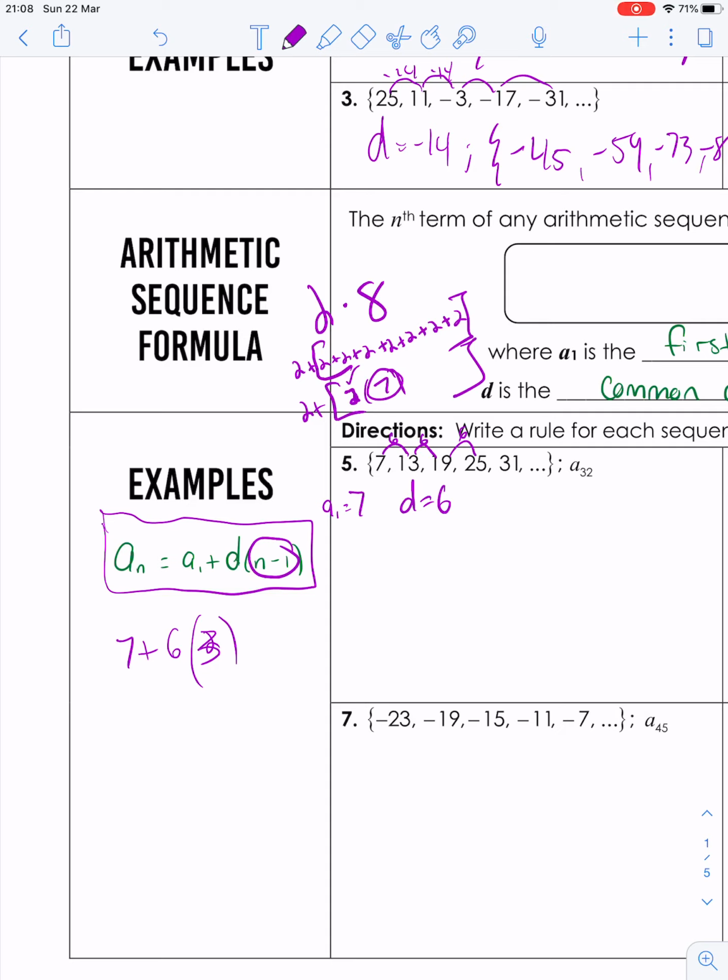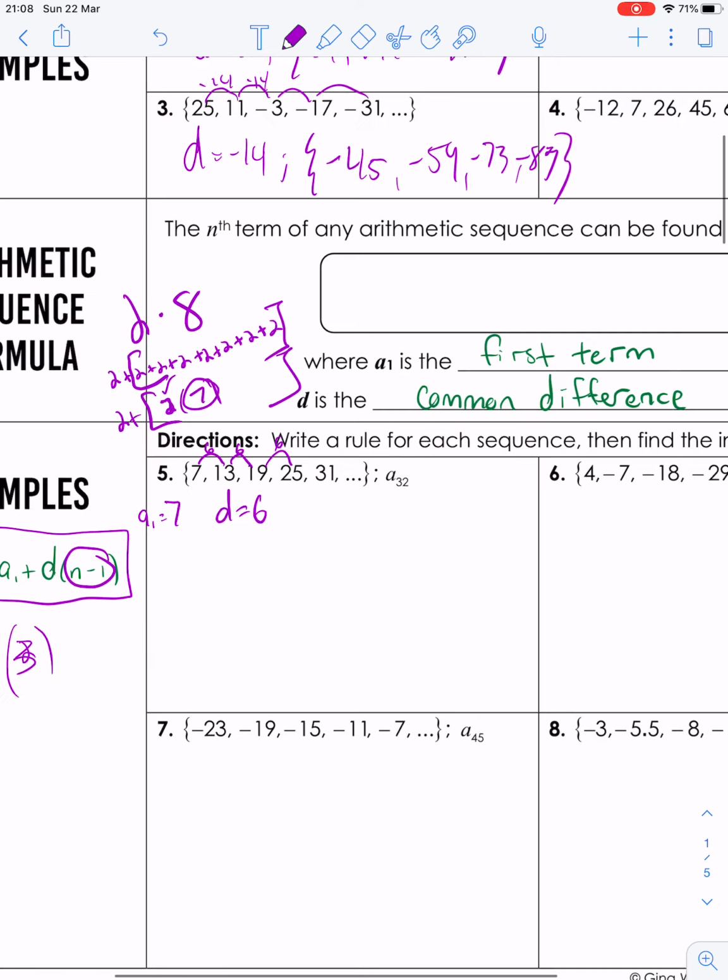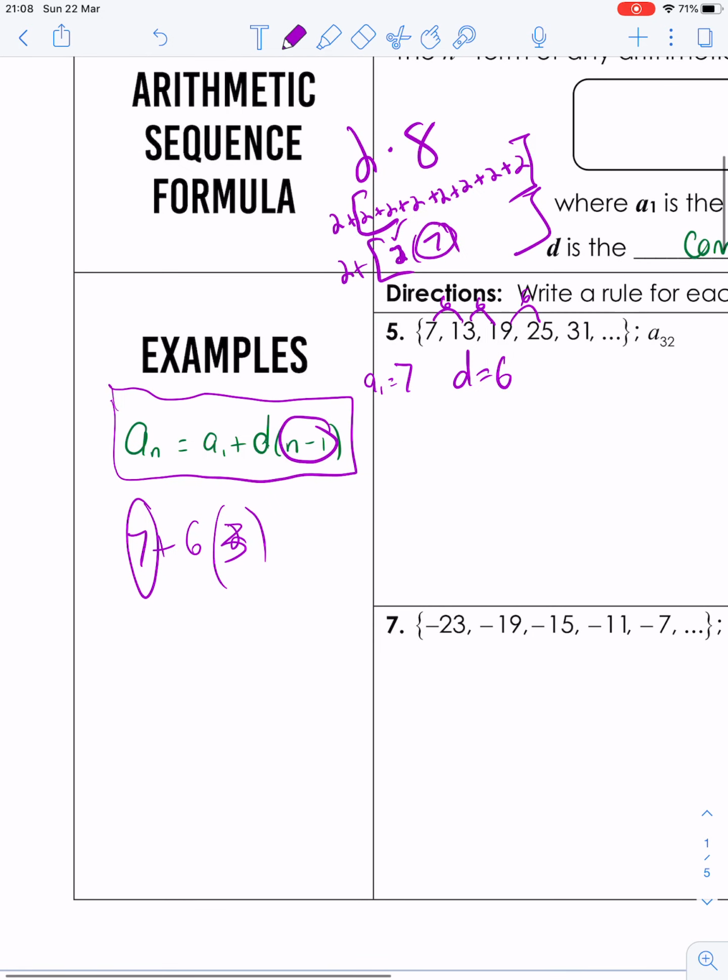It works every time. So that's basically all we're doing. We're turning it into a multiplication problem, adding to the first term. The difference times whatever is going to give us how many points away we are going, basically, how many, as we call it, terms away. So here we go. Let's put it into a nice fashion here.